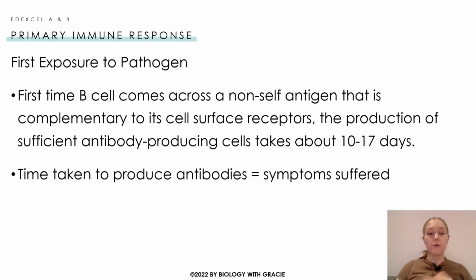So the first time a B cell comes across a non-self antigen that is complementary to its cell surface receptors, the production of sufficient antibody producing cells takes about 10 to 17 days.